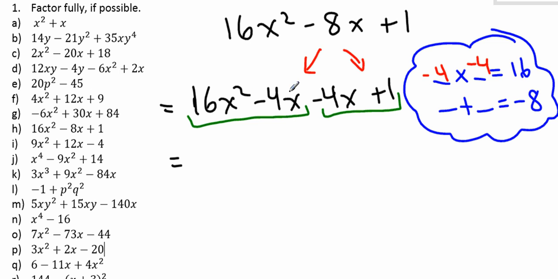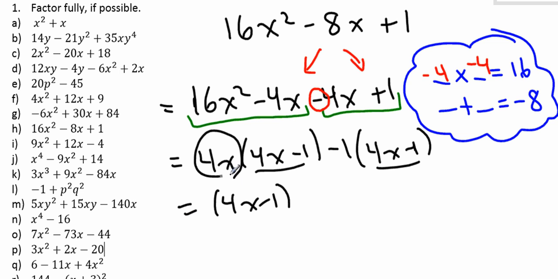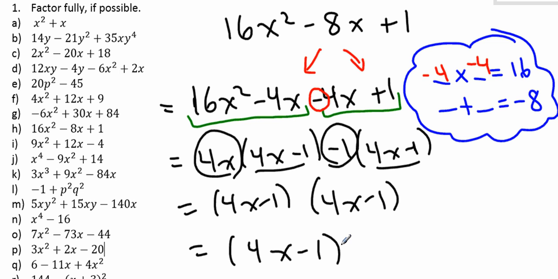So what's common here would be 4x, and that gives me 4x minus 1. What's common here is really nothing, but remember that sign is important. So I'm actually going to factor negative 1 to give me 4x minus 1. So this bracket matches this bracket, and what's left over is 4x minus 1. And of course, you could write your answer as a binomial squared because they're identical.